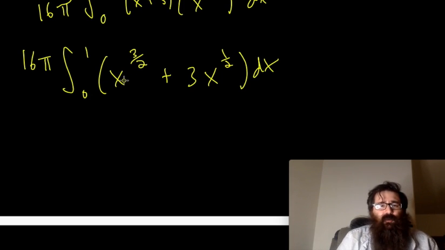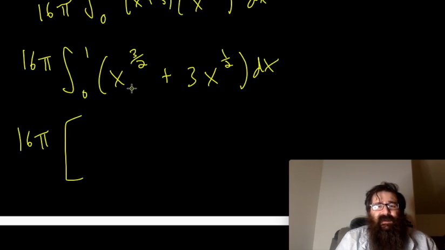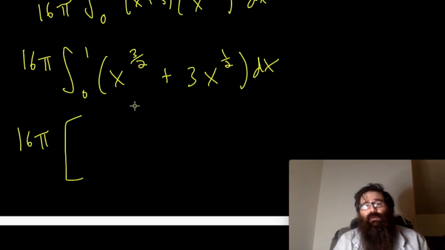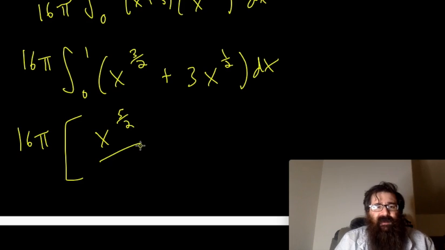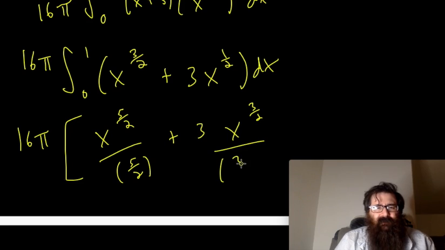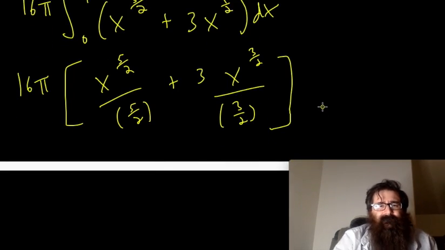And okay, so now we're ready to integrate and then hopefully evaluate. So I have 16 pi in front. X to the 3/2, if I integrate this, remember using the power rule, I want to add 1 to the exponent and divide by that same new number. So that's x to the 5/2 divided by 5/2. And then plus 3 times, when I integrate x to the 1/2, same idea. It's going to give me x to the 3/2 divided by 3/2. And this is from 0 to 1.